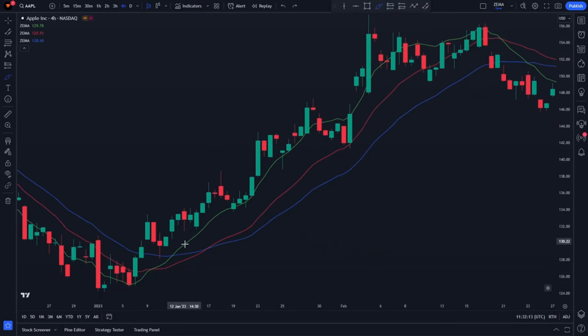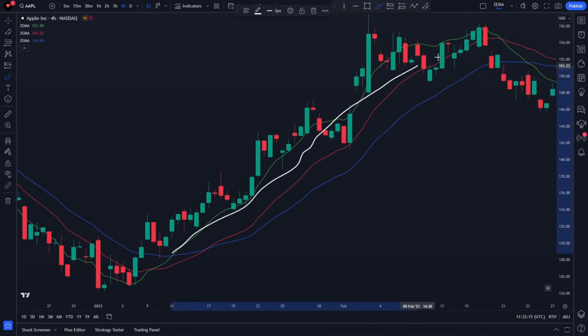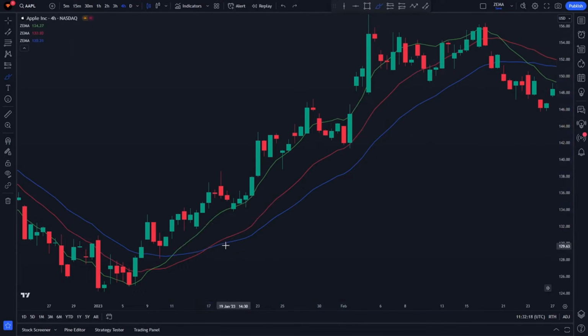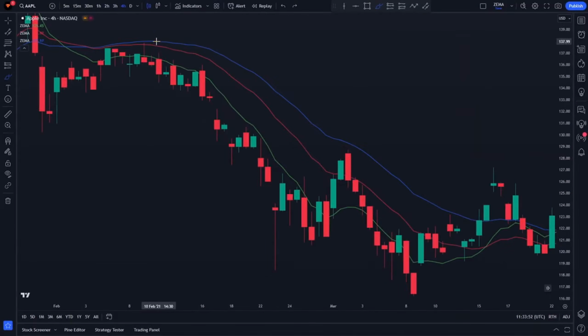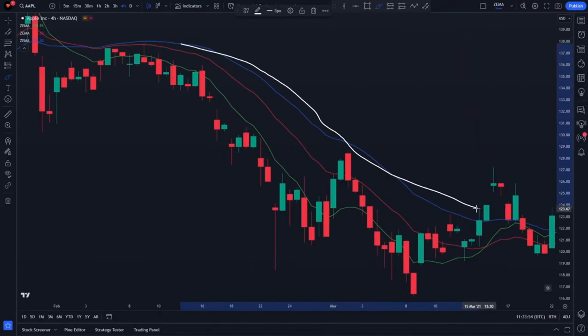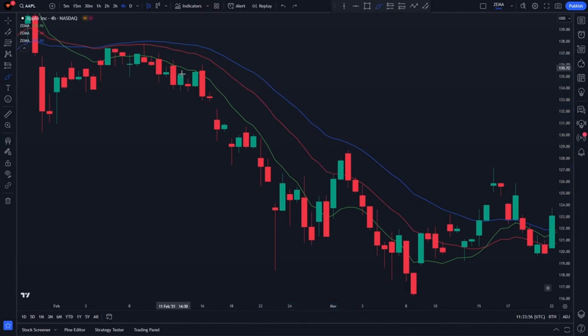If the ZLEMAs order like this, green on the top, red in the middle, and blue on the bottom, it means a bullish trend. If the ZLEMAs order like this, blue on the top, red in the middle, and green on the bottom, it means a bearish trend.